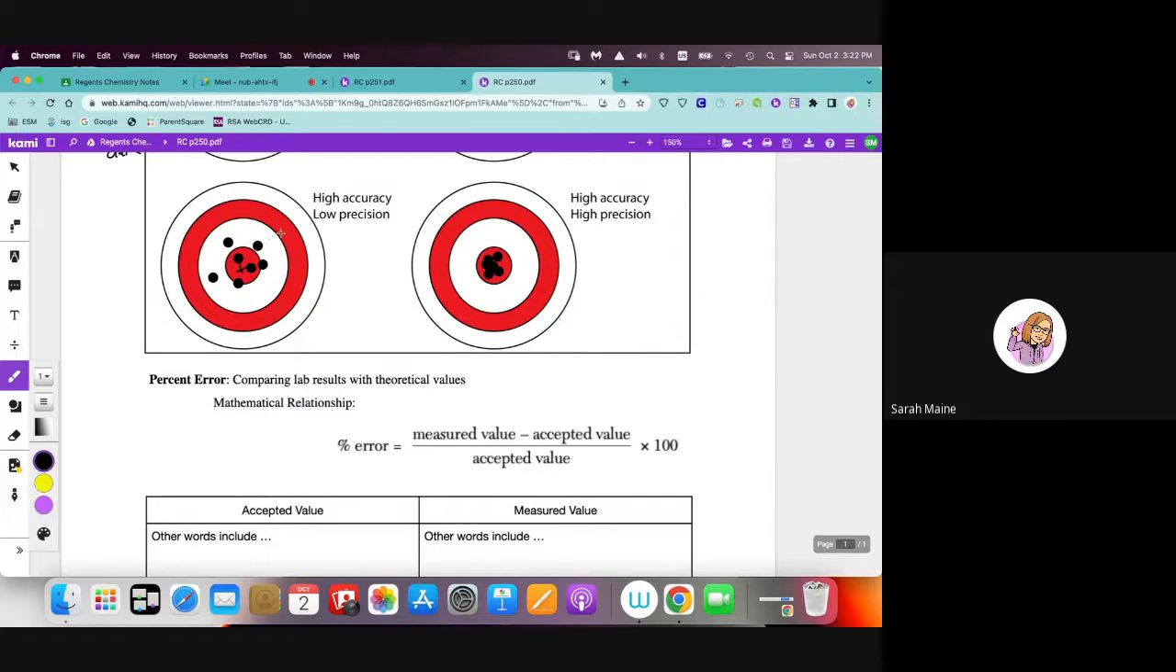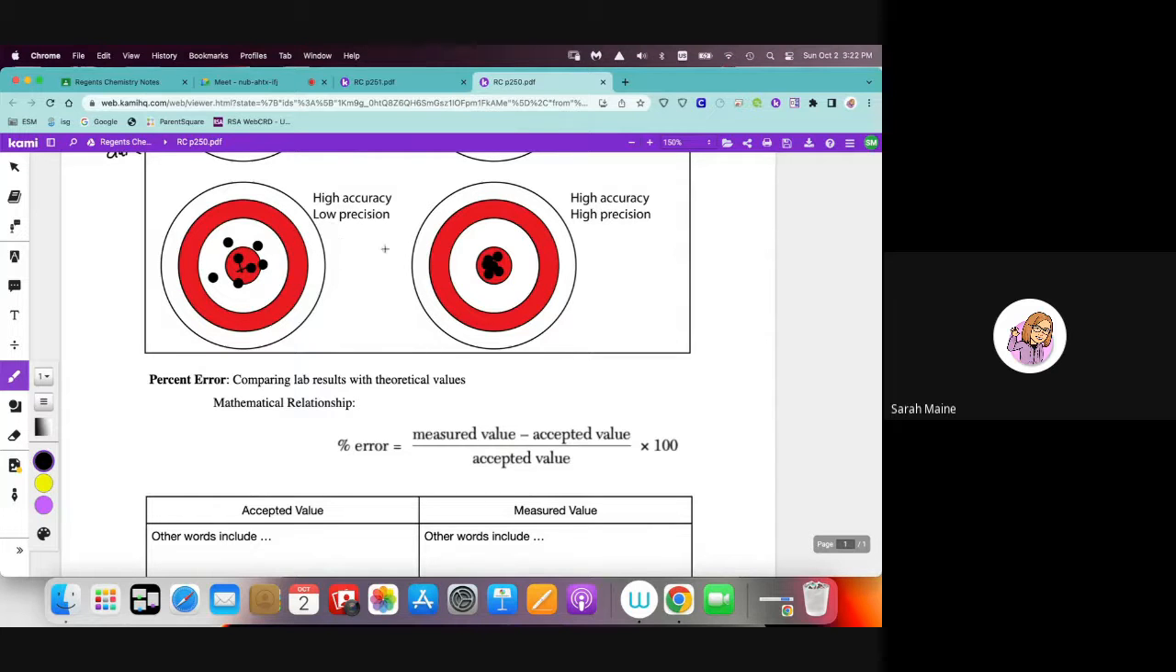Other things that we tend to see as we're learning to collect data is that here's our bullseye, and what we start to see is our collected data is much closer to or similar to the accepted value, but it's still a little bit all over the place. So we have higher accuracy, but still pretty low precision.